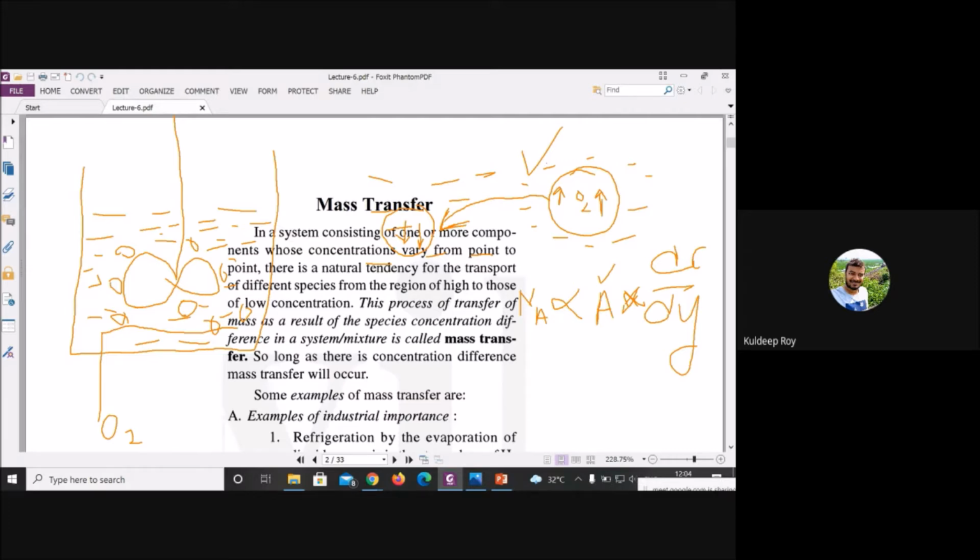How does it come? Here the oxygen concentration is higher, and there the oxygen concentration is lower. If you talk about the distance, you are saying this is a very small difference, which is called delta Y, this gradient. Now this will be the proportional formula. This is called Fick's law of diffusion.